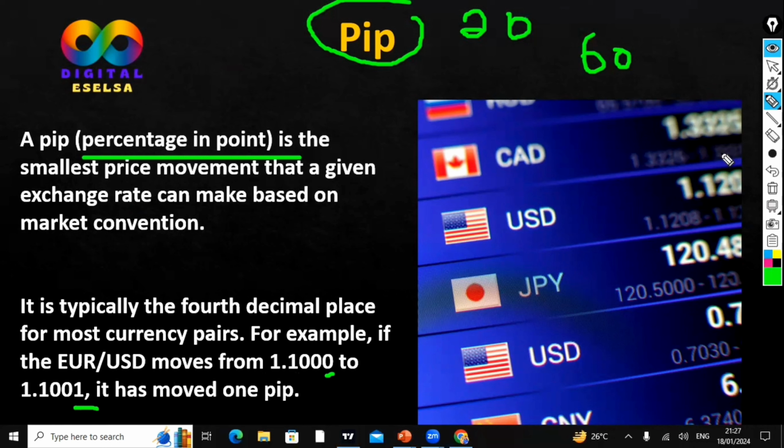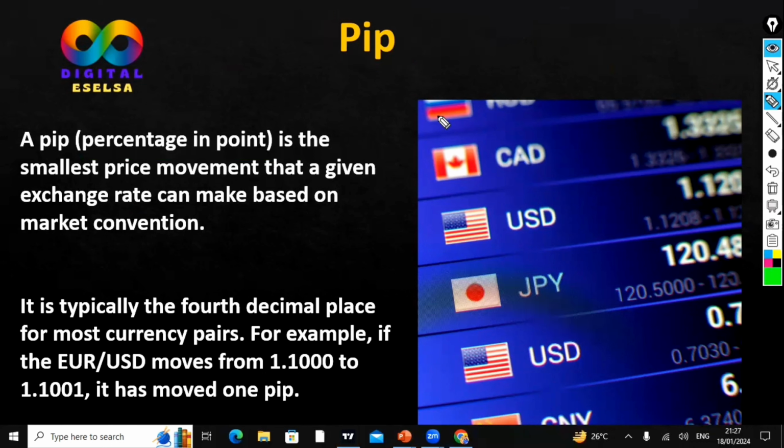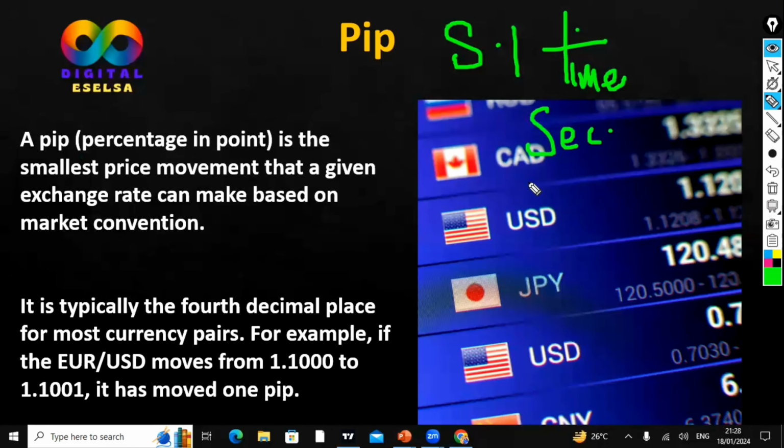So just like in secondary school, most of you that went to school, they will tell you that the SI unit of time is seconds. I can still remember, everybody should know this. Then that is how it is with price. The SI unit of price is pip. This is just the simplest way to explain pip to a newbie. The SI unit of price is pip.